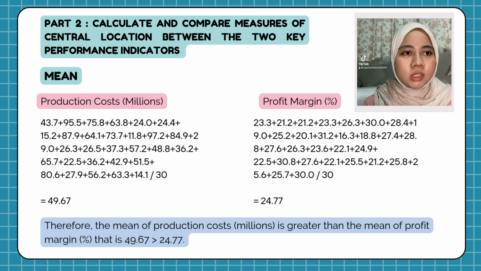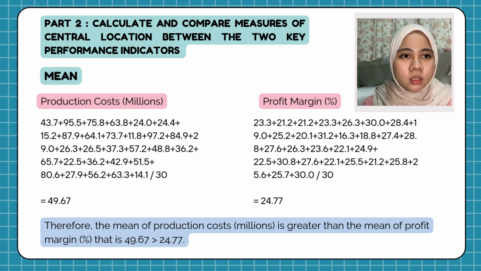So hello, my name is Laila. So I'm going to continue for part 2, which is I need to calculate and compare measures of central location between the two key performance indicators, which are production cost and profit margin.